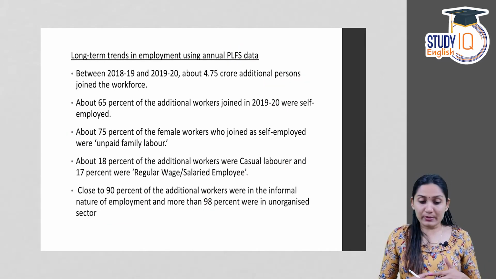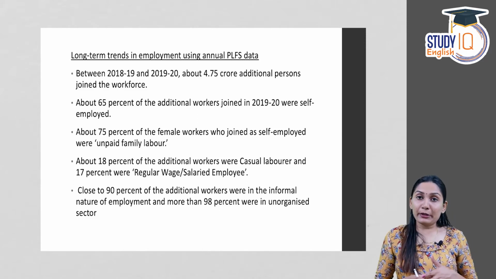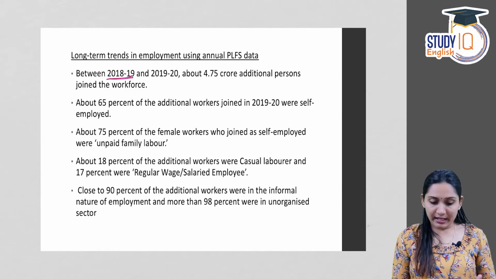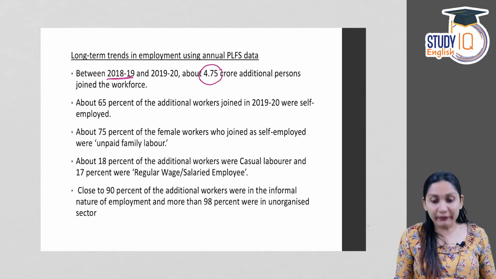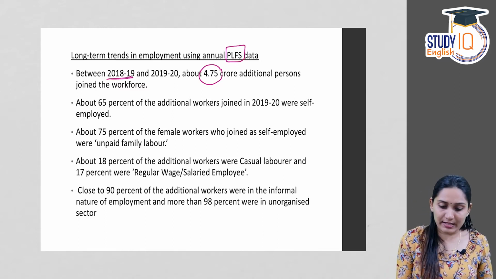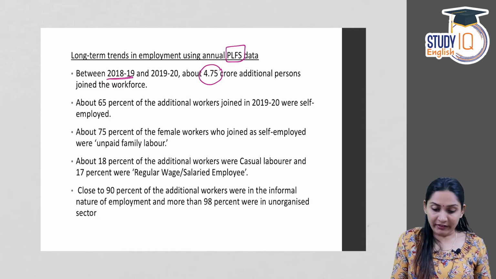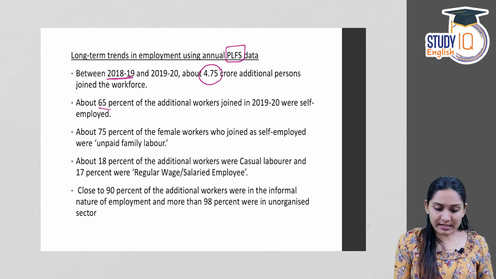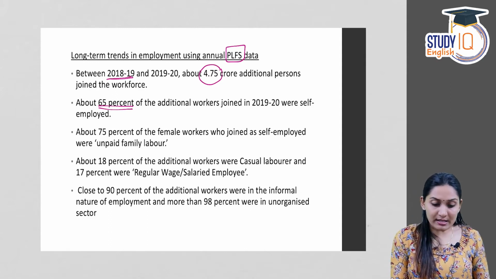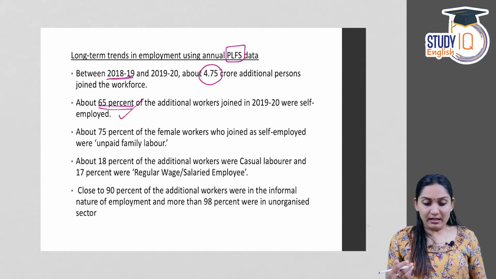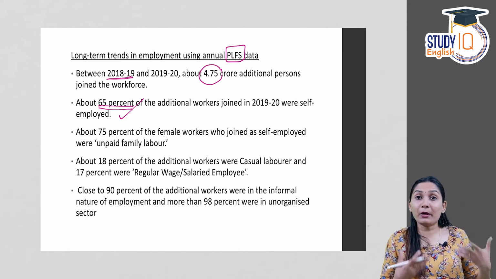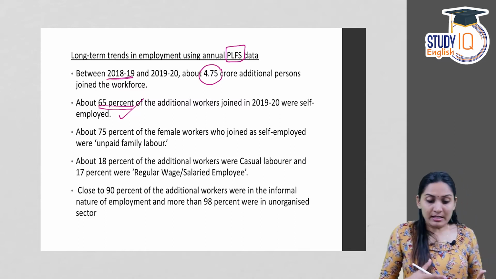Long-term trends in employment using the PLFS data. This is using periodic labour force survey data. Between 2018-19 and 2019-20, about 4.75 crore additional persons joined the workforce. So this is according to PLFS data, an addition of 4.75 crore persons. About 65% of additional workers who joined in 2019-20 are self-employed. So of the additional workers that joined, about 65% are self-employed.